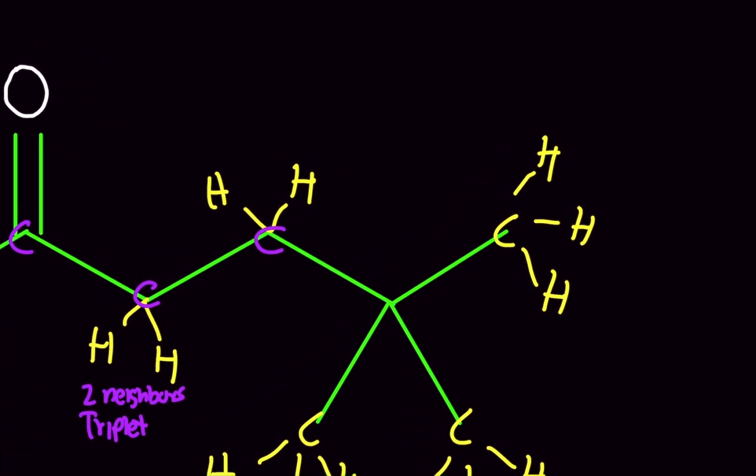What about this one? We start from the hydrogens, 1 carbon, 2 carbons, nothing in the vicinity. So we go the other direction. Let's start from here. 1 carbon, 2 carbons. We're in the vicinity of 2 protons. So this is going to be 2 neighbors, also known as a triplet.